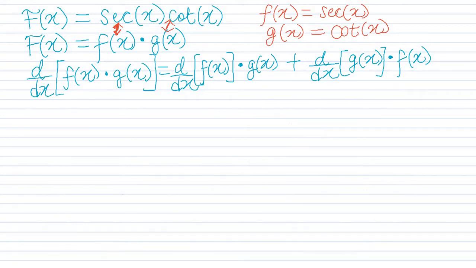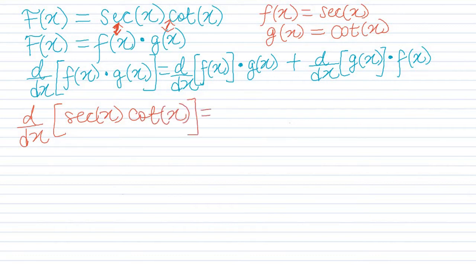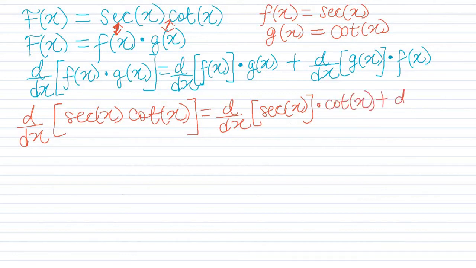So we have the derivative of secant x multiplied by cotangent x, and what we have is the derivative of the first subfunction, in this case secant x, multiplied by the second subfunction, which is cotangent x, plus the derivative of the second subfunction, which is cotangent x, multiplied by the first subfunction, which is just secant x. What do we do now?